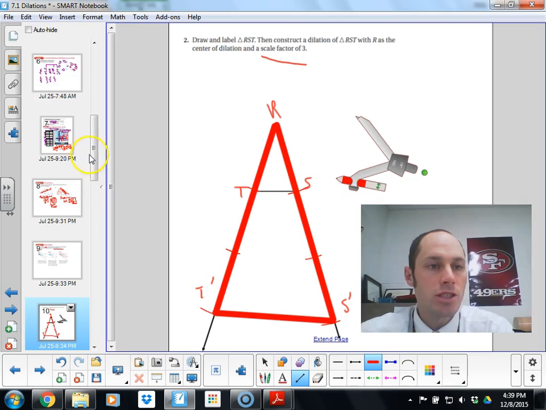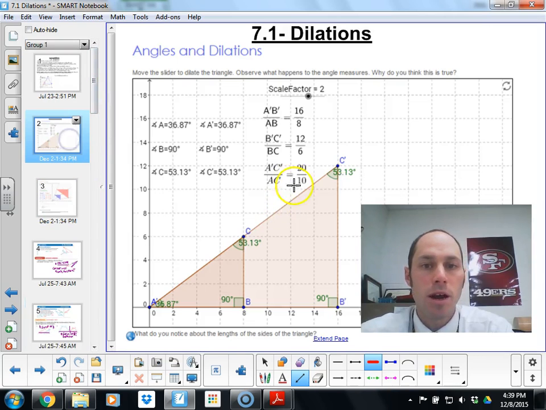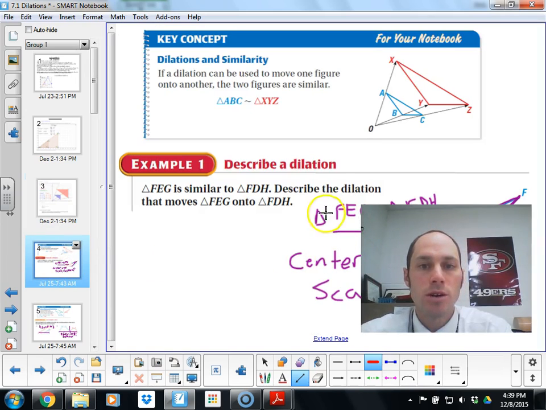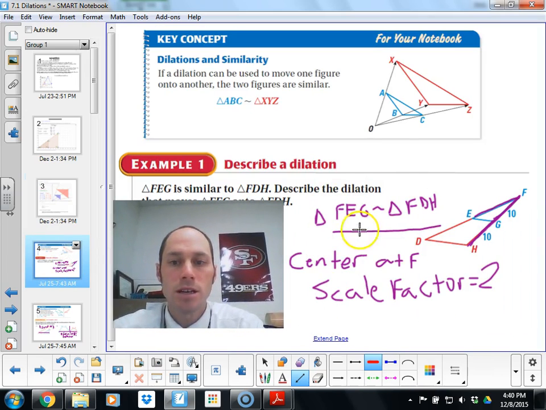So we learned about dilations today. We learned about the properties that they have, that it maintains shape. Angles are the same, but size can be different. Corresponding sides are proportional. Distances from the center of dilation are proportional. We showed how we can describe dilations, talking about their center and their scale factor.